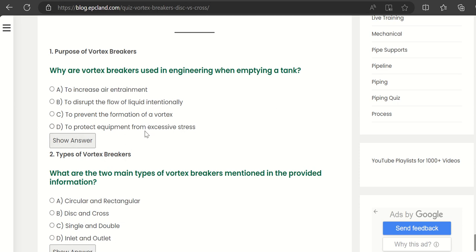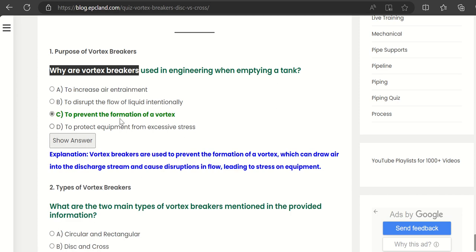To protect equipment from excessive stress, yes, ultimately it can save the equipment from excessive stress also. But the main question here is the use of vortex breakers. So we want to prevent it. We don't want any formation of vortex. So that is the main purpose of using a vortex breaker. So let us see. Yes, this is the answer.